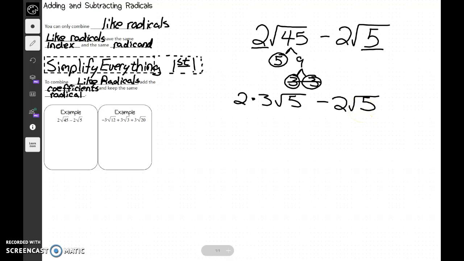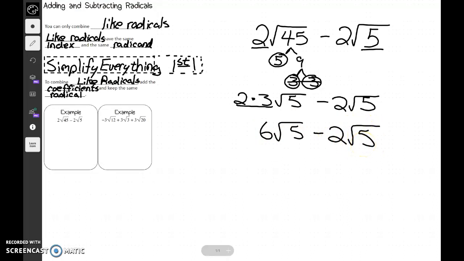Alright, so to work this problem out, we want to make sure we finish it out. Right now, everything's the same, but we had some simplifying we could do on this side. So what we have to do is take the 2 times 3 and multiply it to get what? So that's going to be 6 on the square root of 5 minus 2 on the square root of 5.